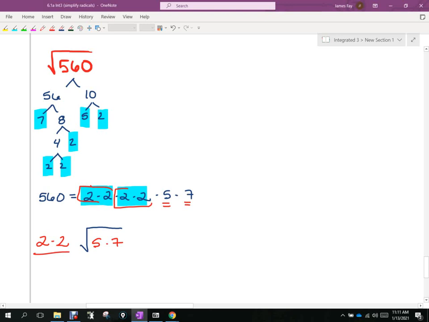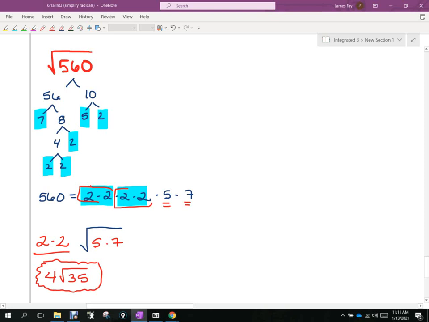So what does this out front give you? 4. And what does 5 times 7 give you? 35. Okay? So that is the fail-safe way of coming up with a simplified radical. Now, that's not the only way, okay, but that will always work. So what I want to do right now is kind of talk about other alternatives for doing this, okay?